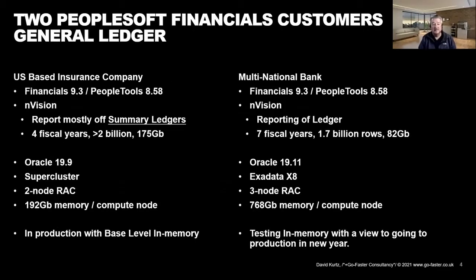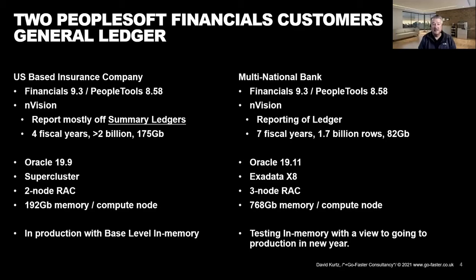Two clients I'm going to talk about, neither of which chose to let me mention them by name. If I mentioned them by name, you would recognize them. Certainly the bank you'd know, and certainly the insurance company would be known in the US. They're both running the same version of financials on the same version of PeopleTools. The insurance company, I think nowadays, is on 9. They might have upgraded to 19.10. The bank's on 19.11. They're both on engineered systems.